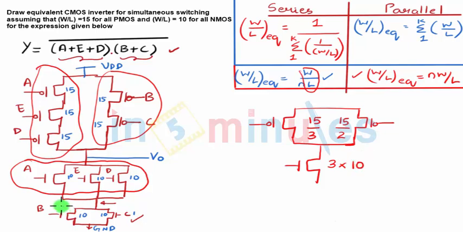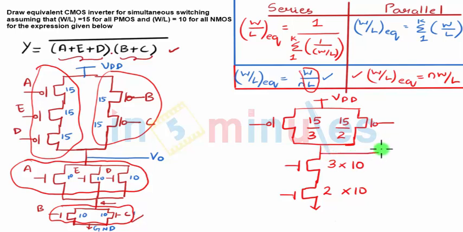Let's see the same thing for these two transistors. Again, W by L is same. So we'll draw its equivalent as 10 into the number of transistors, which is 2. And this is my ground and this is my VDD. So this is my equivalent circuit. We need to further simplify this. Let's redraw this and go to further simplification.